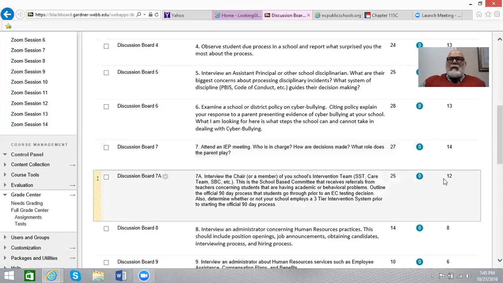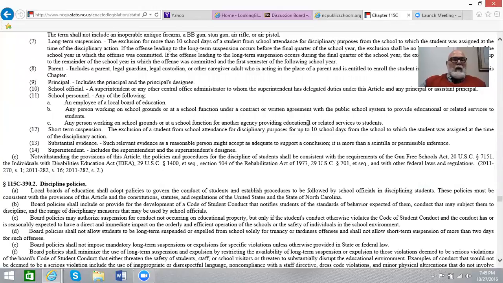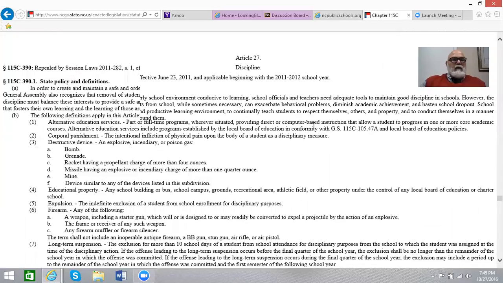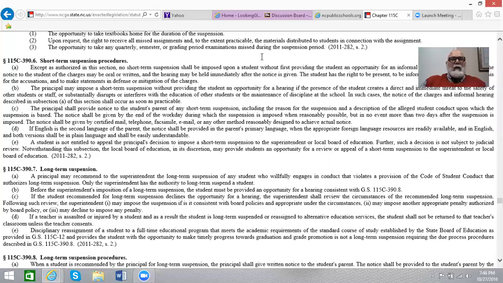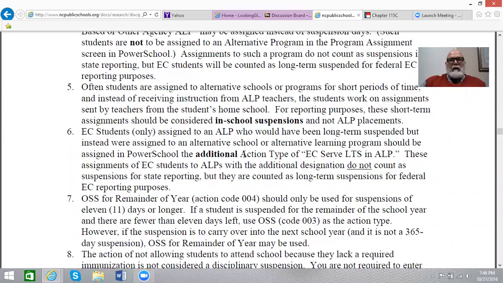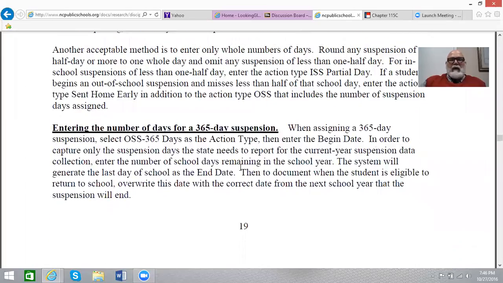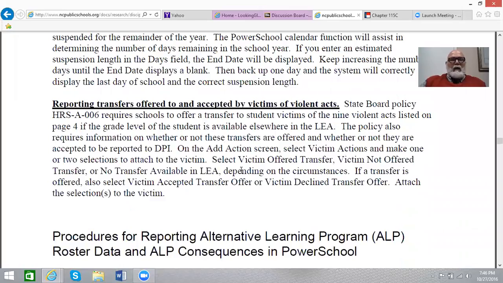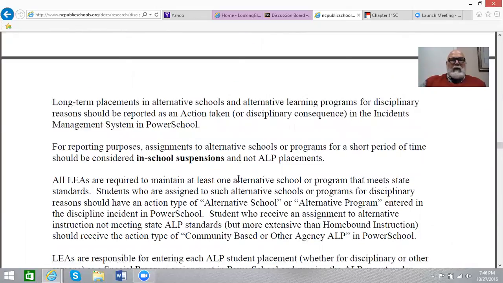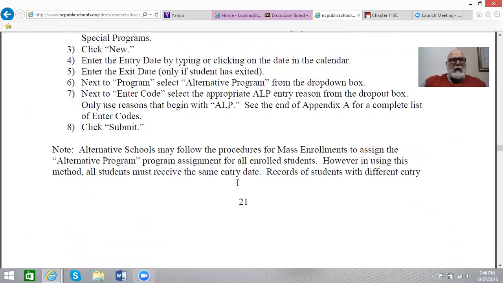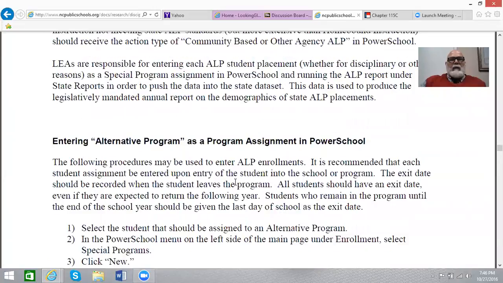So that's why I have these things tonight. So again, go back to 115C 391. Right here it is, 390.1. And it speaks to those things. Go back to the disciplinary data reporting, and it speaks to a couple of places in here, speaks to disciplining exceptional children, that they can go to alternative programs. For some reason, there's a common misconception out there that you can't send EC kids to an alternative program. Yes, you can. And there's even a code in PowerSchool to code that kid. They do it all the time.